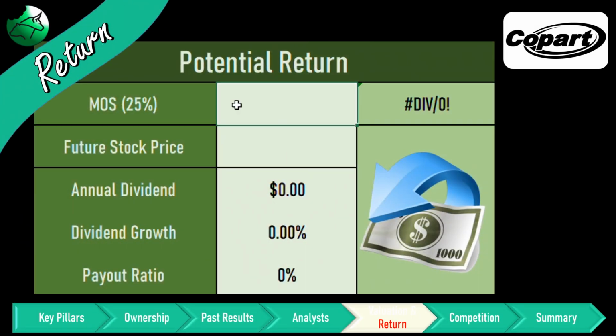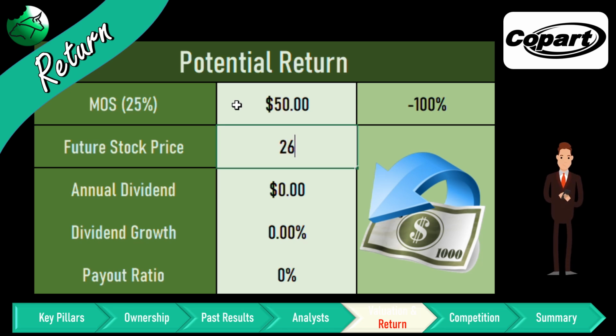The return we would receive if we bought at our margin of safety price of $50 and sold in 10 years' time at our estimated future stock price of $268 would be 436%, but this is only dependent on our assumptions for the company being correct. Currently, Copart don't provide a dividend.